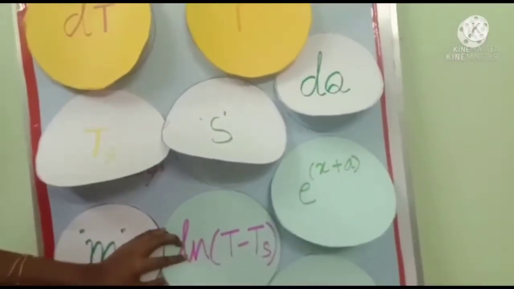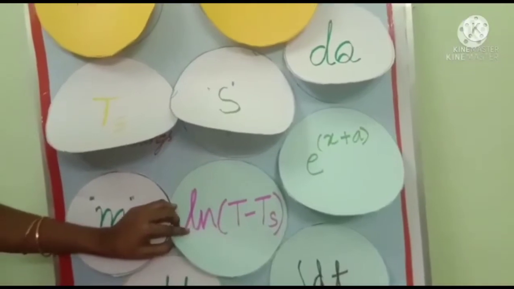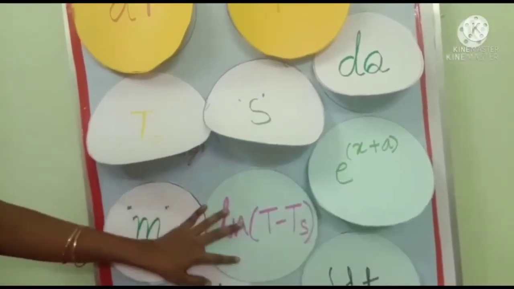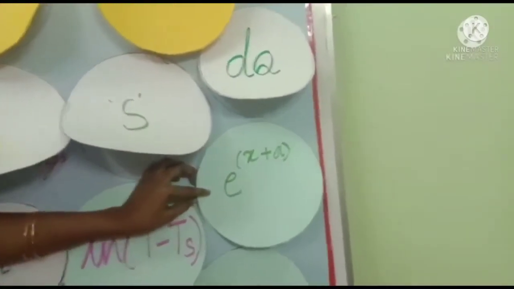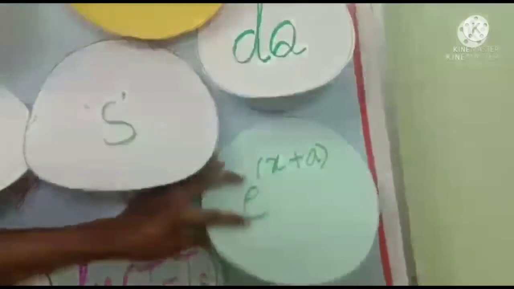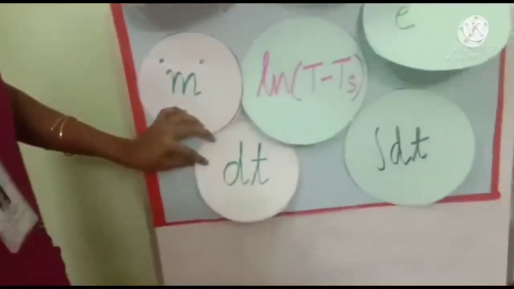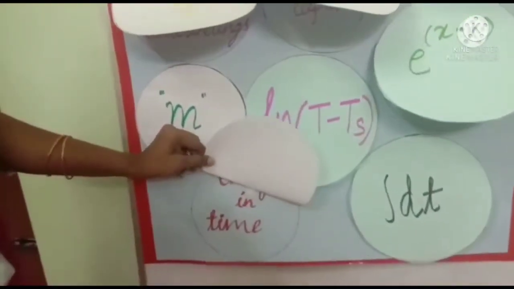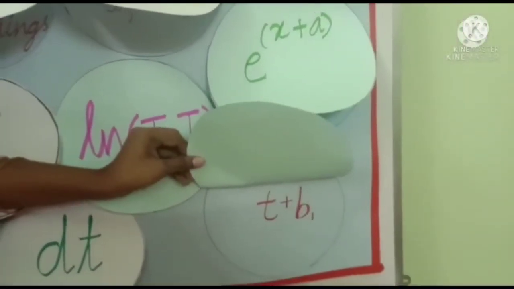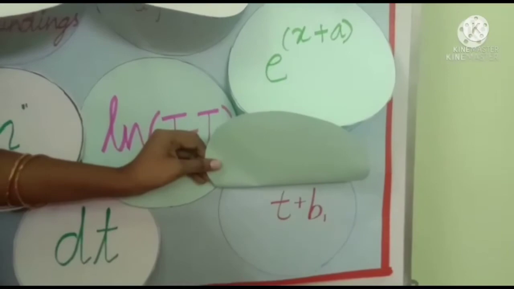And what is the differentiation of ln (T minus Ts)? It is 1 by (T minus Ts). And what is the value of e power (x plus a)? This is e power x dot e power a. And what is dt? dt is the change in time. And what is the integral of dt? The integral of dt is t plus the constant of integration B1.